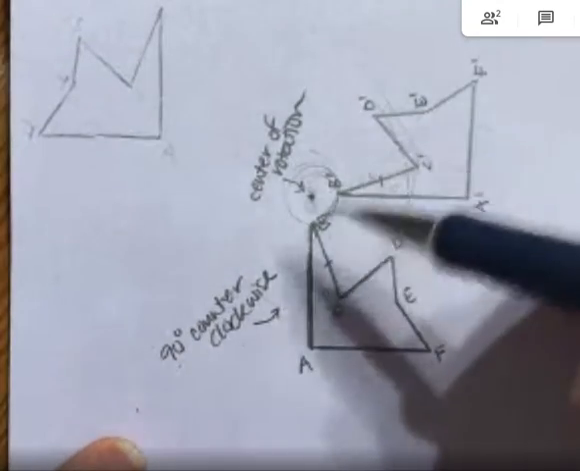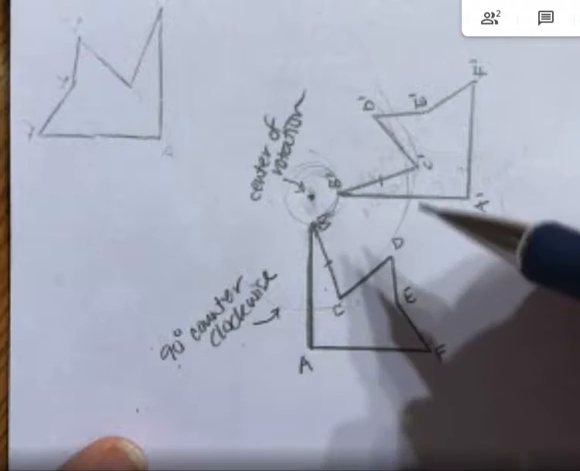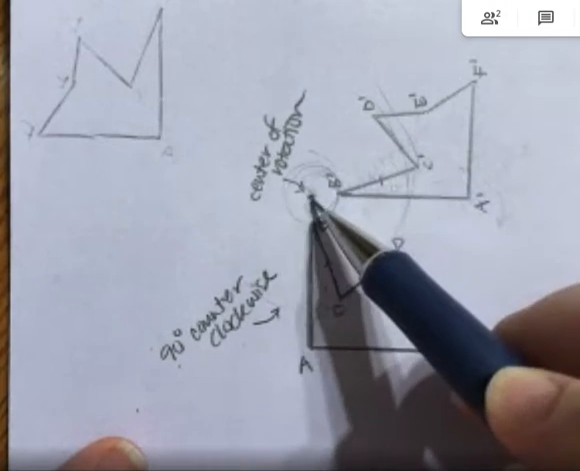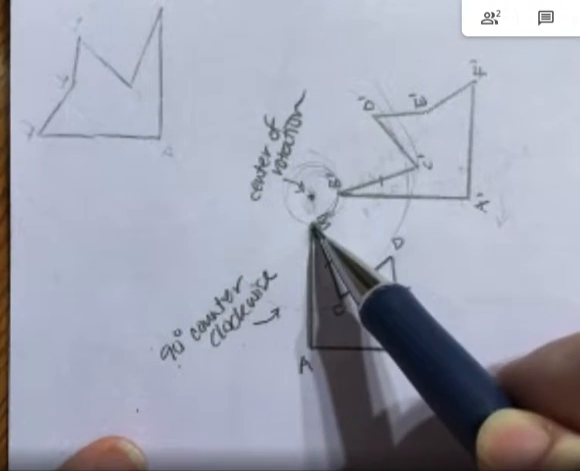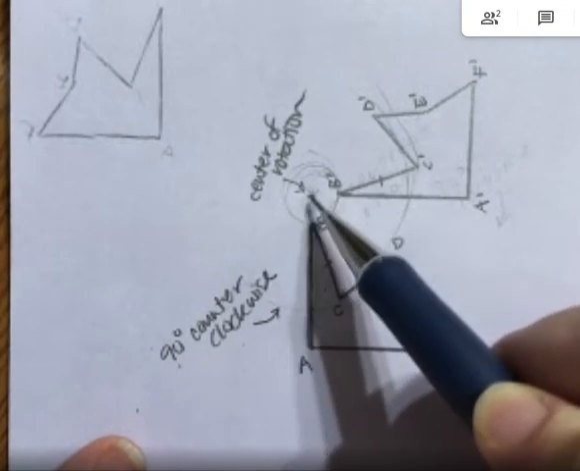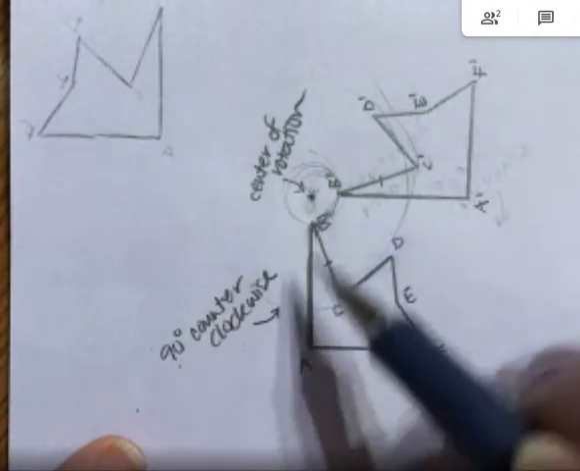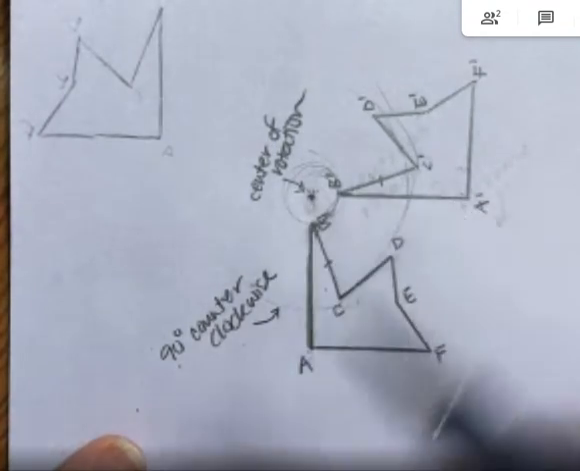So every single corresponding point on a shape or its various images is always the same distance away from the center of rotation. Point B versus its corresponding point B prime is going to be the same distance away from the center of rotation. Same with A versus A prime.